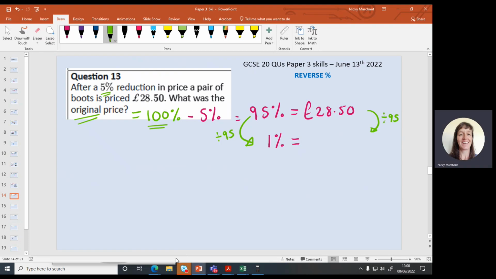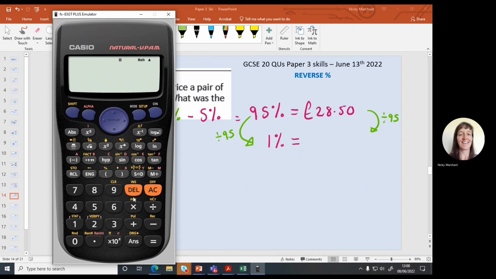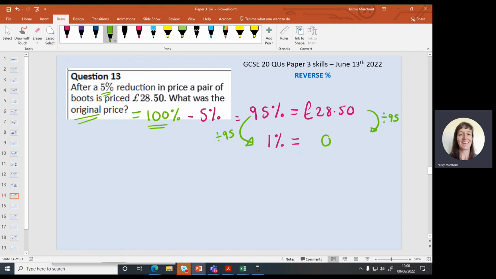So, get our calculator. Okay, we've got £28.50 divide by 95 is going to be 0.3. Be very careful in a money question. You've got 0.3, that is pounds, and 0.30, always 2 decimal places, okay, for money questions. You could have put 30p there, but your calculator gave you 0.3, so we're going to need money pounds in a minute, so let's leave it there.